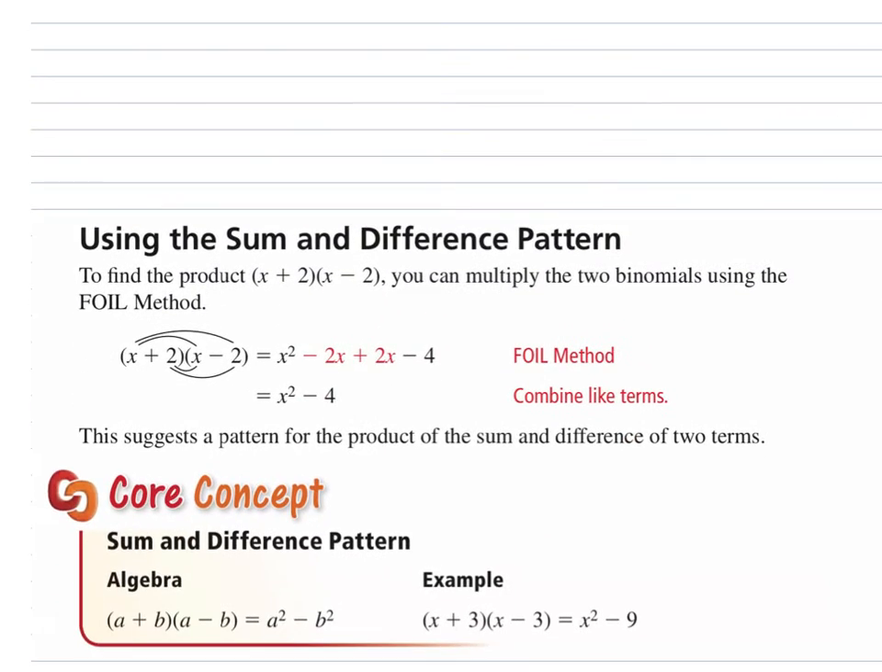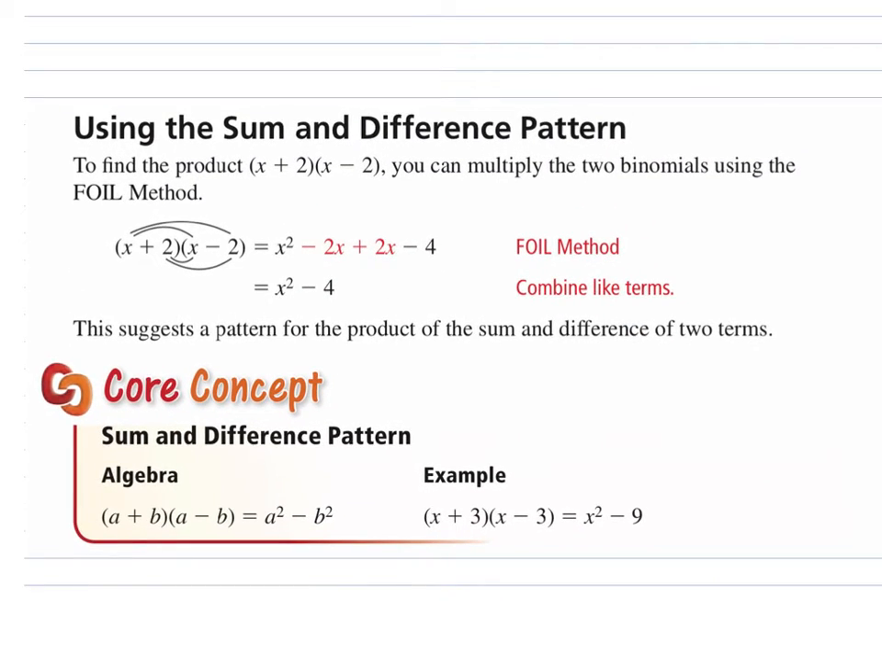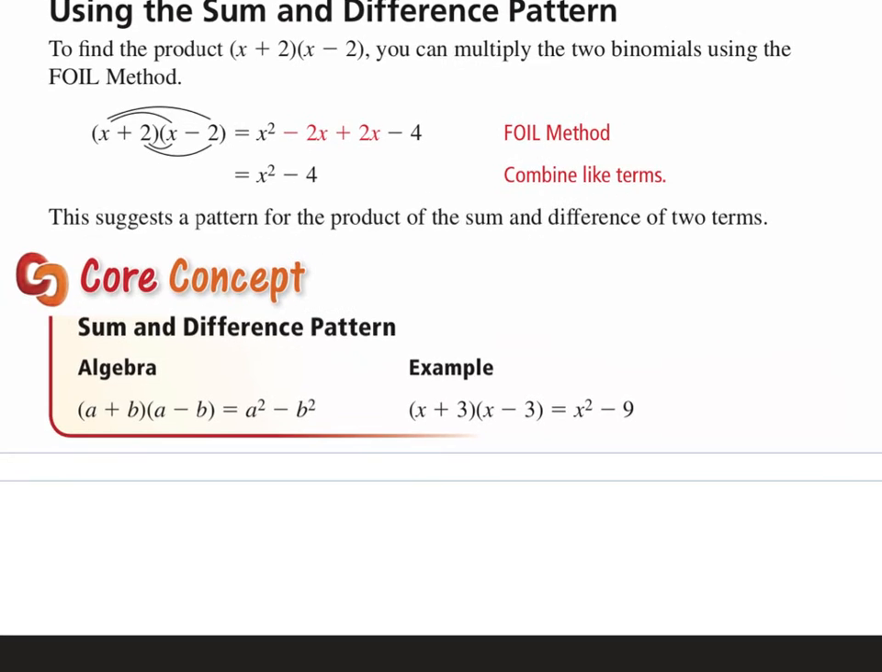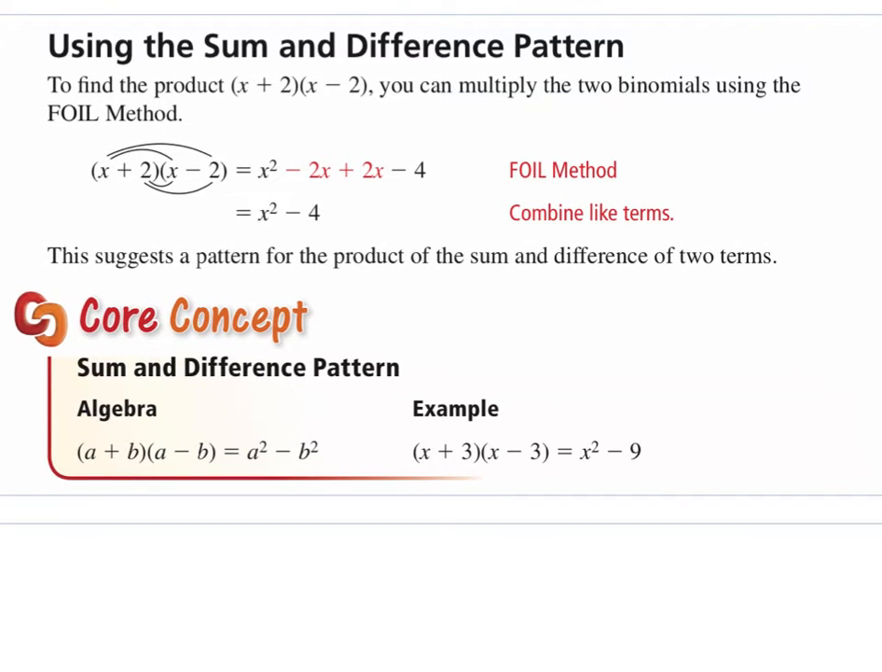So our next section is going to be going over using the sum and difference pattern. The sum and difference is just two binomials that have the same a and the same b, but the difference between those binomials is the sign between a and b. So if you have something like a plus b times a minus b, you can just use a squared minus b squared.